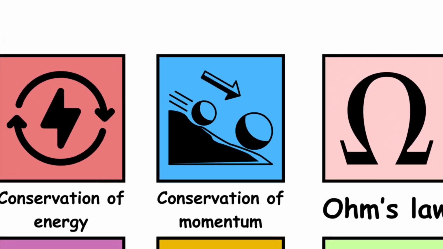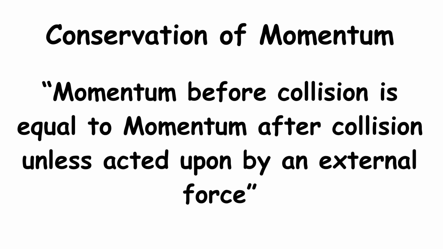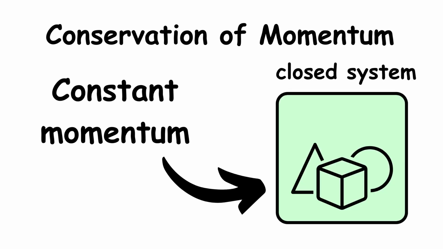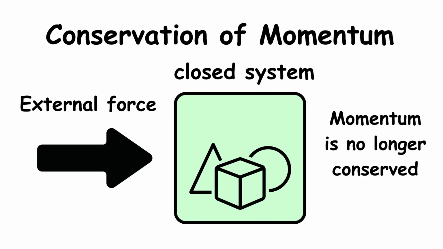The next law is the conservation of momentum. Momentum before a collision equals momentum after, unless of course an outside force says otherwise. This law tells us that in a closed system, the total momentum of all the objects remains constant unless acted upon by an external force.